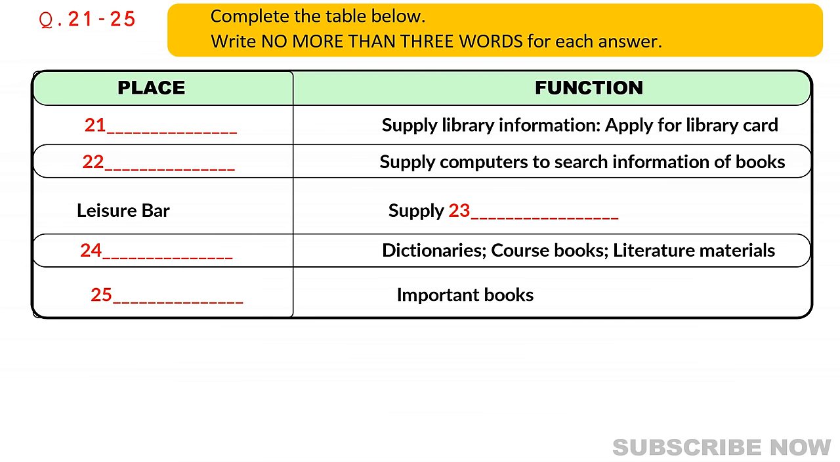It supplies library information to all visitors. As a new student, you should apply for your library card first before using the library resources. Remember to take one passport photo and your union card when you come here to register.